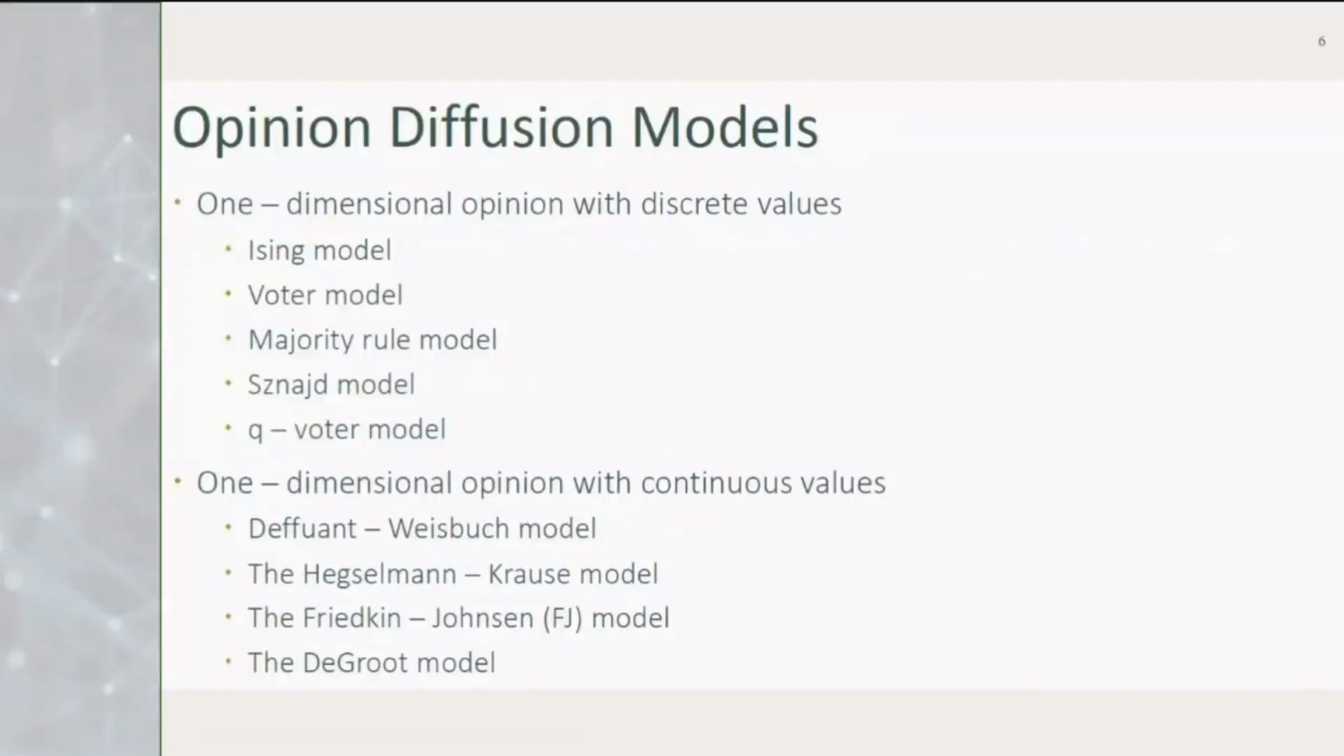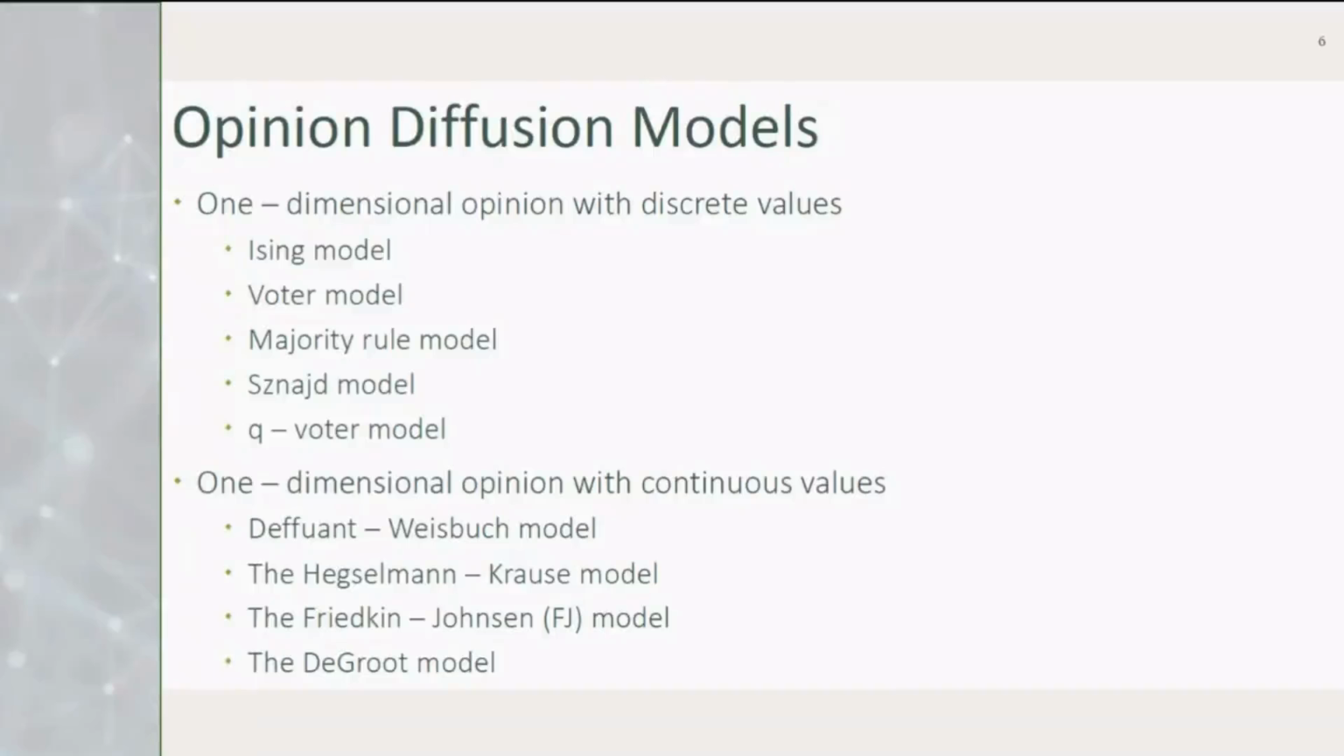These models can be categorized depending on the values of the opinions that are used to model the opinions. So we have one-dimensional opinions with discrete values, and this category contains the Ising model, the voter model, the majority rule model, the Sznajd model, and the Q-voter model. There are also many other models. These are the most well-known.